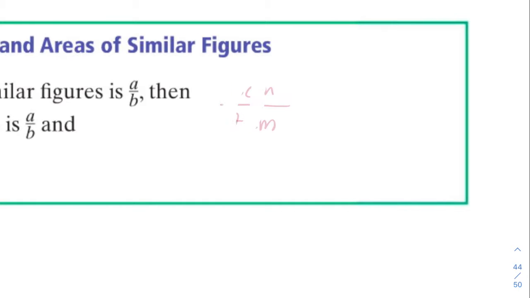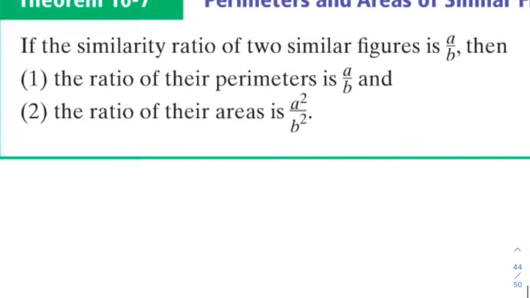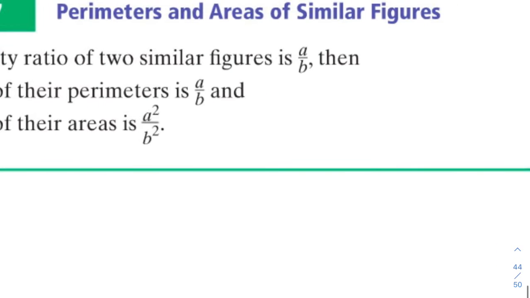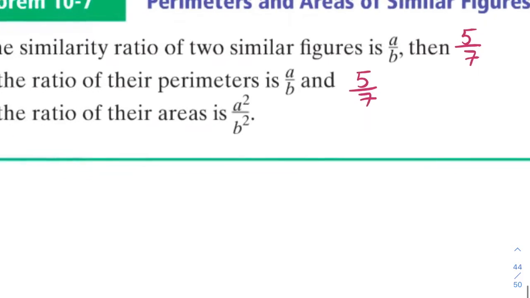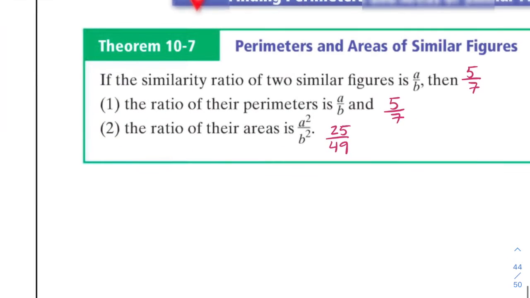We'll do an example or two, okay? But here, for area, what you're going to do is square it. So if it's in relationship 5 to 7, then the perimeters would be a 5 to 7 relationship as well. And then the areas would be 25 to 49, because you would square the 5 and square the 7.